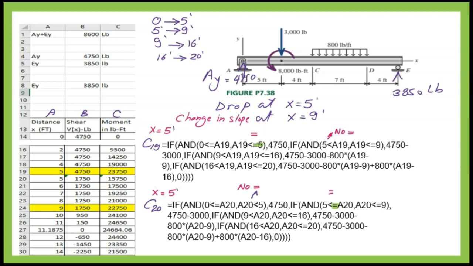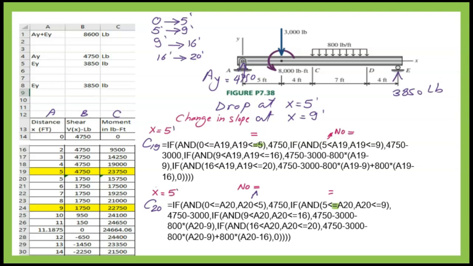We get the other region from 9 to 16. For A19 bigger than 9 and less than or equal to 16, we have 4,750 minus the 3,000. Then we add the 800 multiplied by the x value. The x value, the difference of x, is nothing but A19 minus 9, shifted by 9.